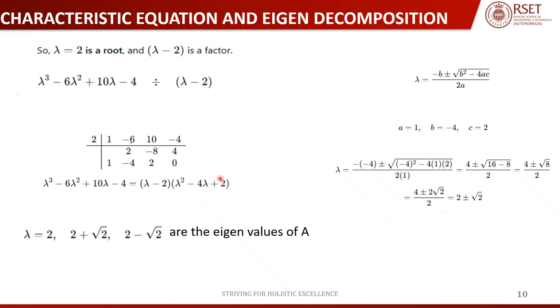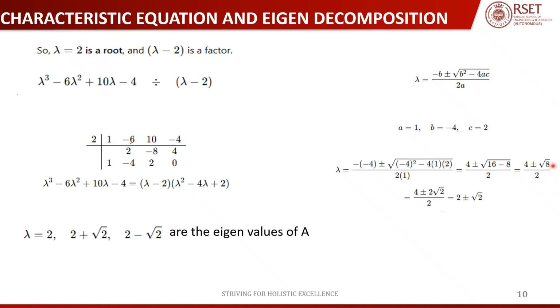So what we do is we'll find the values of a, b and c. Here the value of a is equal to 1, the value of b is equal to negative 4, and the value of c is equal to 2, and we'll apply them to the equation lambda is equal to minus b plus or minus root of b square minus 4ac by 2a. Then we'll have lambda is equal to minus of b, which is minus 4, plus or minus root of b square minus 4ac, and then we'll get 4 plus or minus root 8 by 2.